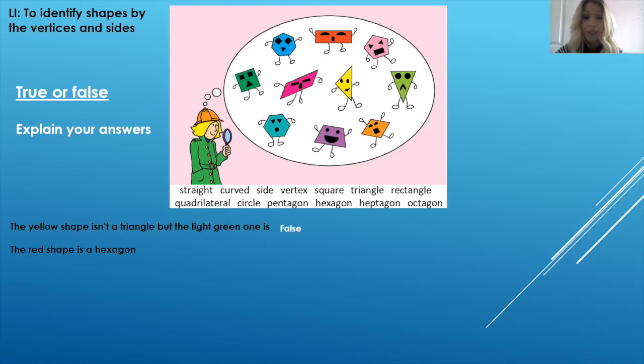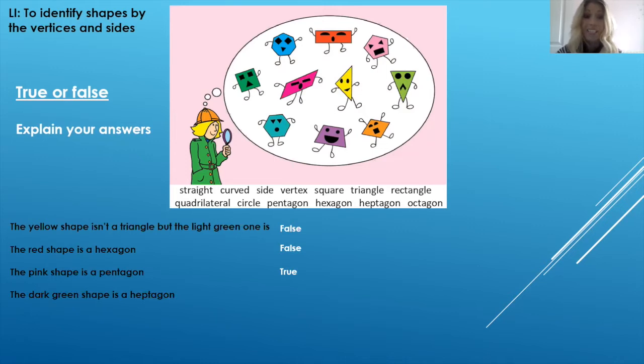The red shape is a hexagon. How many sides does a hexagon have? Is the statement true or false? It is false. A hexagon has 6 sides and the red shape only has 4. It's a rectangle. The pink shape is a pentagon. How many sides does a pentagon have? True, it has 5 sides. It's a pentagon.